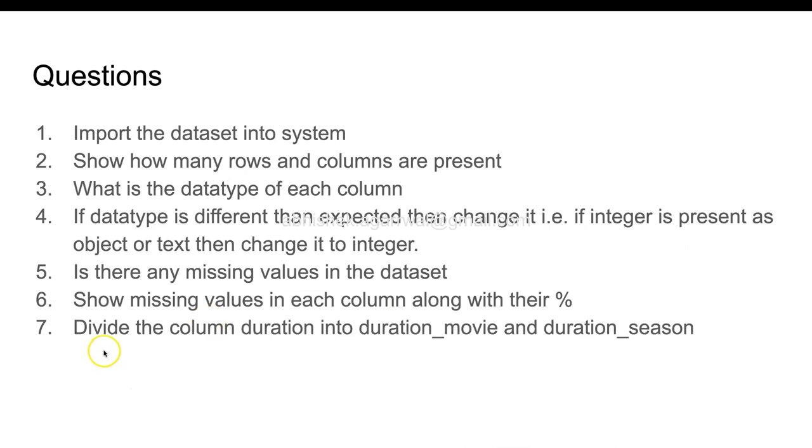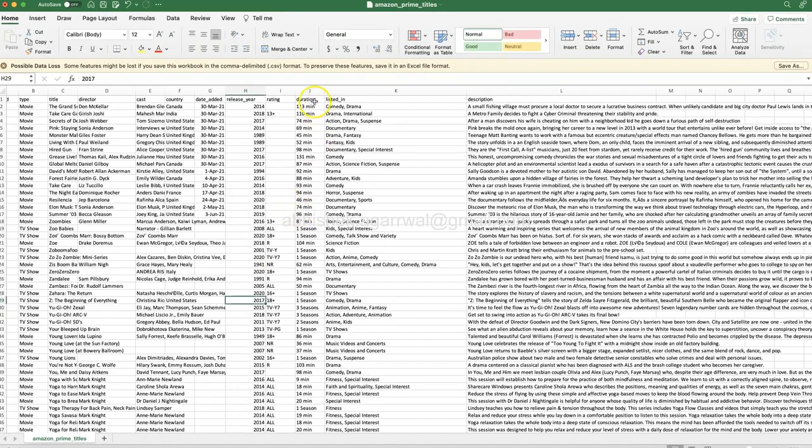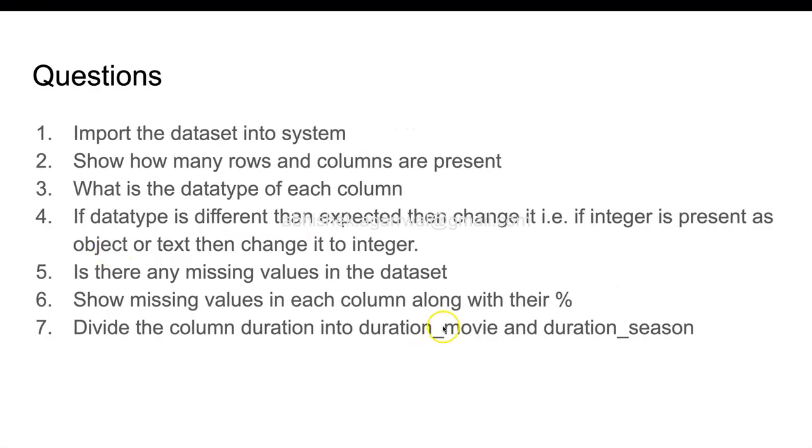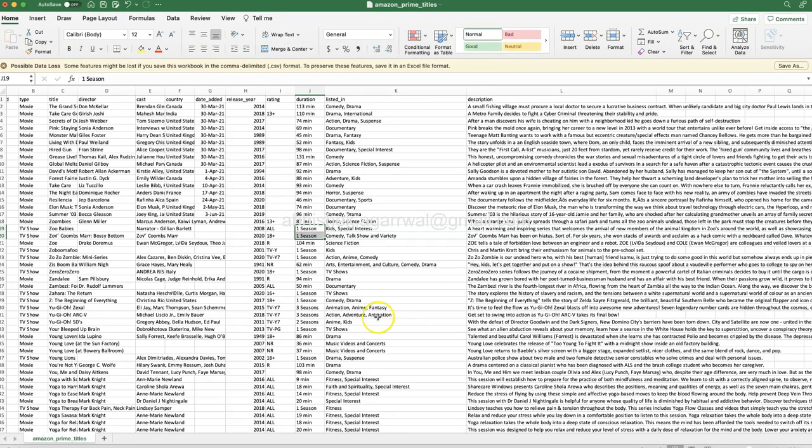Okay, next is to divide the column duration into duration movie and duration season. That's something I showed you when I was explaining point number 3. But let's go back, duration movie. So duration is here. First thing, you need to separate the seasons from the minutes, or from the movie. You need to separate the TV shows, right? So duration movie, duration season, or TV show, whatever you feel like. You need to create 2 columns out of it.